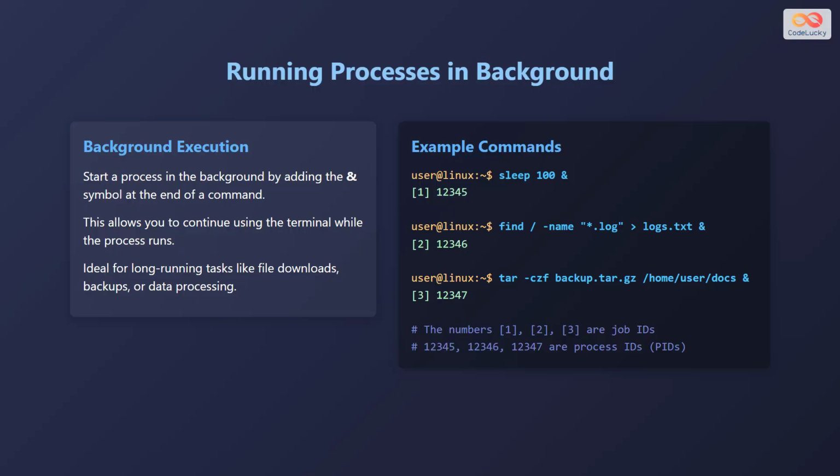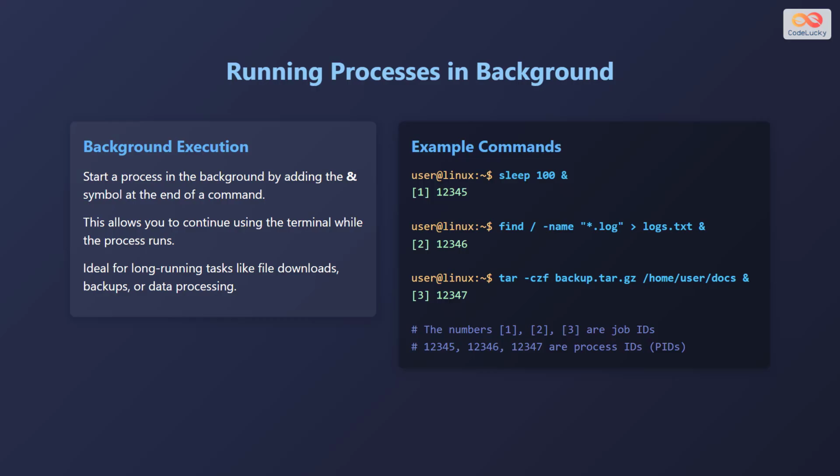You can start a process in the background by adding the ampersand symbol, that is, &, at the end of a command. This lets you continue using the terminal while the process runs, which is especially useful for long-running tasks such as file downloads, backups, or data processing. Here are a few examples.